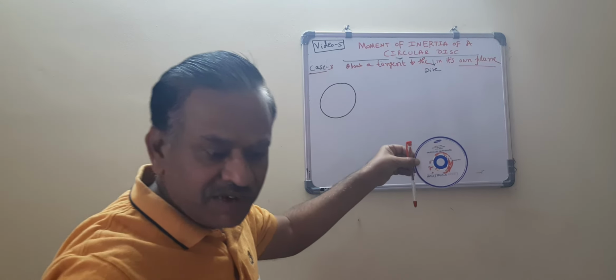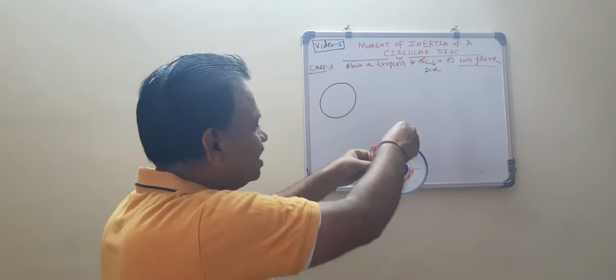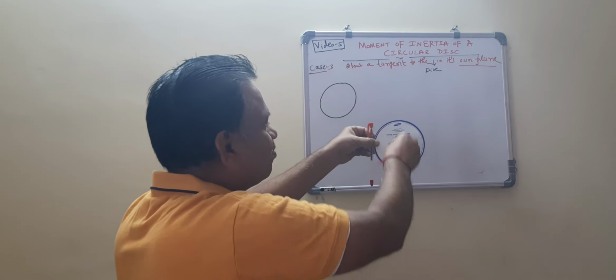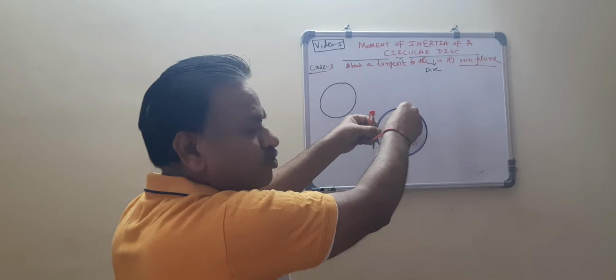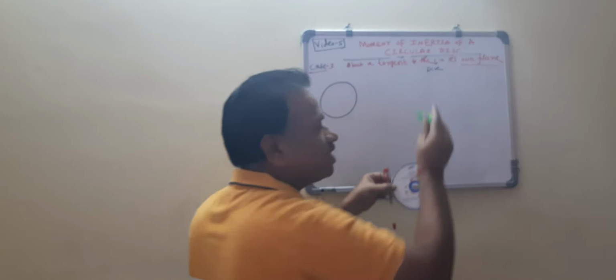And I am considering another one, what I just discussed. This is the axis, a line passing along its diameter. Now, are there not two parallel axes here? This is the situation in its own plane.